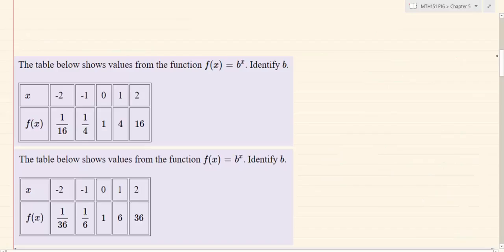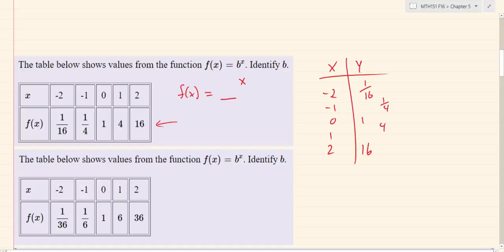A table below shows the values for the function f of x equals b to the x power. They want you to identify the base. So you have f of x equals some number to the x power. What is that number given these set of y values? And maybe you don't like how this is written. So what is the base? Yeah, and you just kind of look at this guy right here.